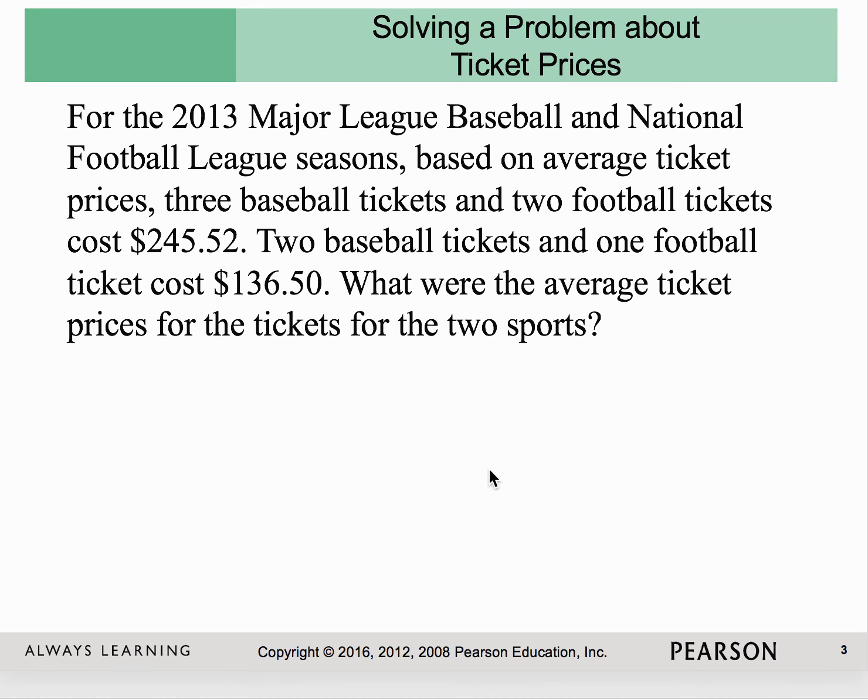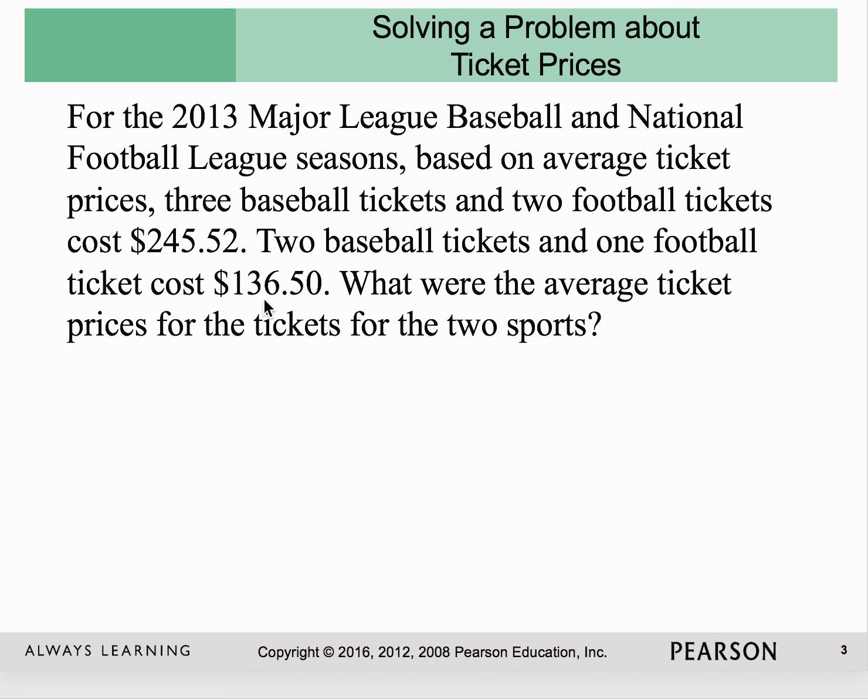For the 2013 Major League Baseball and National Football League seasons, based on average ticket prices, 3 baseball tickets and 2 football tickets cost $245.52. 2 baseball tickets and 1 football ticket cost $136.50. What were the average ticket prices for the tickets for the 2 sports?